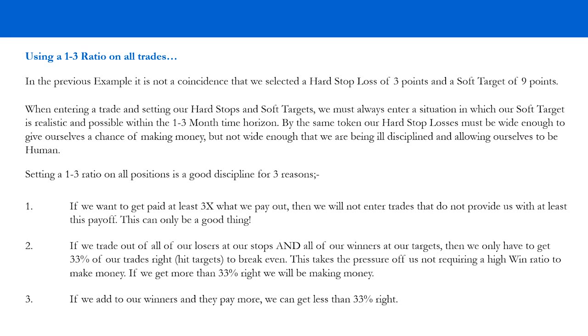If we first look at the 1 to 3 ratio, the reason why we do this is because it's simply good discipline, and there are 3 main reasons for doing it. So if we want to get paid at least 3 times what we pay out, then we're not going to enter trades that we look at and decide that they don't provide us with at least this potential payoff. And that can only be a good thing.